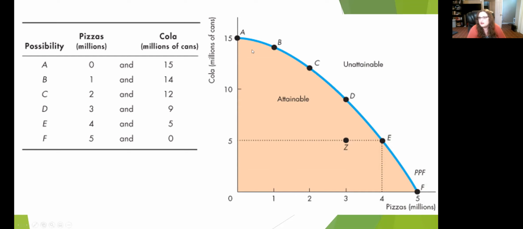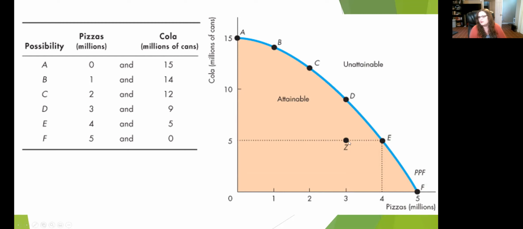Now, the ones that are inside the curve, these are attainable. We can definitely make these. If I have all these supplies, I can make 1 pizza and 1 soda. Now, is that efficient? No, because I have 2 giant factories and lots of workers. Making only 1 pizza and 1 soda doesn't make sense, but I can do it. If I can manage to make that amount, it's considered attainable. So this is the attainable zone.